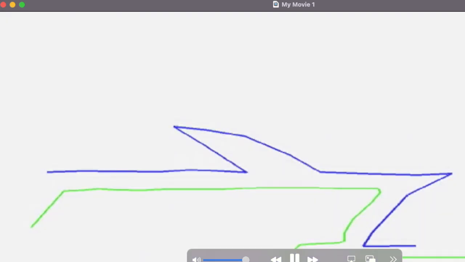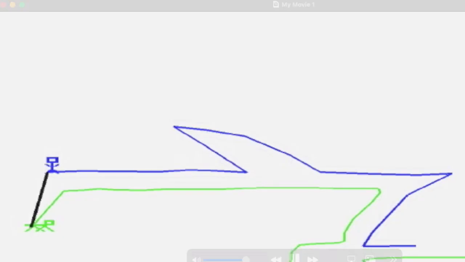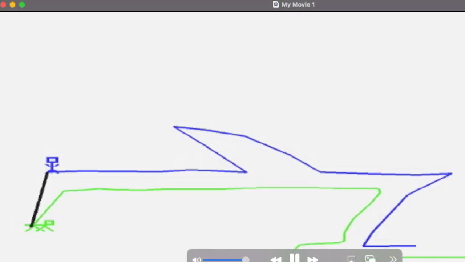Consider the two curves, one blue and one green in this example. Now imagine a man walking on the blue curve and a dog walking on the green curve. Of course, the man holds the dog on a leash, which is the black line segment here.